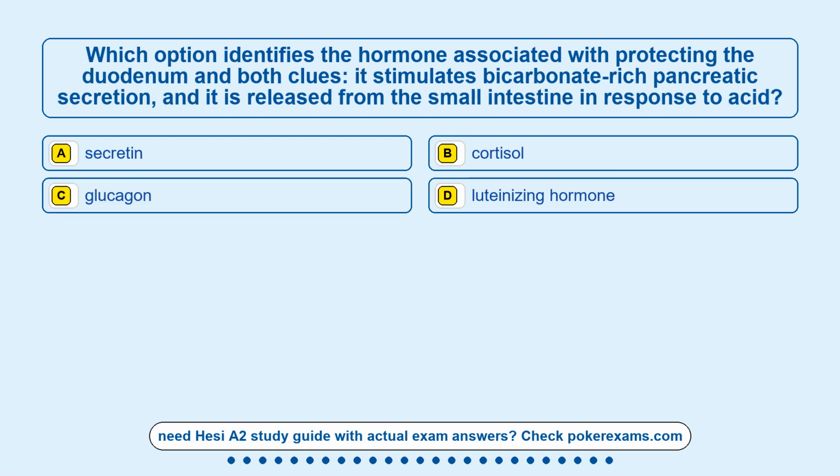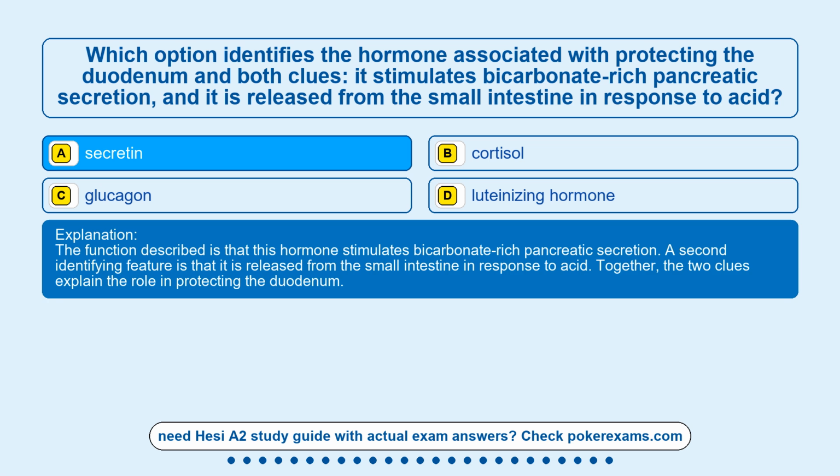Question 7. Which option identifies the hormone associated with protecting the duodenum, given both clues? It stimulates bicarbonate-rich pancreatic secretion, and it is released from the small intestine in response to acid. Option A, secretin. Option B, cortisol. Option C, glucagon. Option D, luteinizing hormone. The correct answer is option A, secretin. The function described is that this hormone stimulates bicarbonate-rich pancreatic secretion. A second identifying feature is that it is released from the small intestine in response to acid. Together, the 2 clues explain the role in protecting the duodenum.